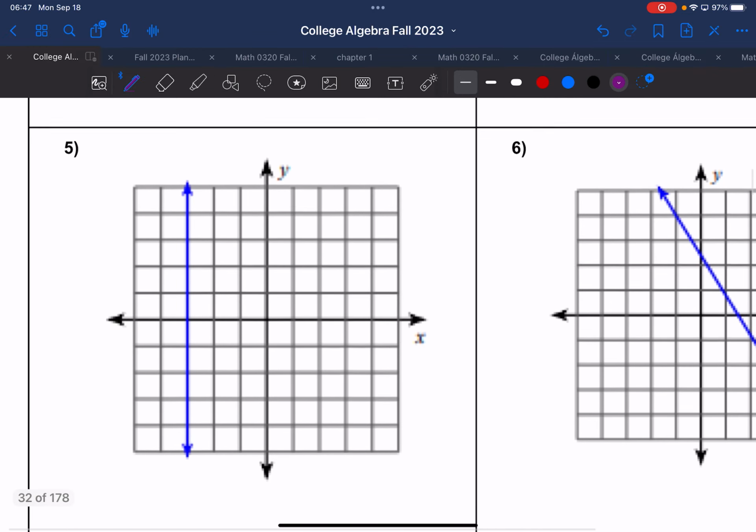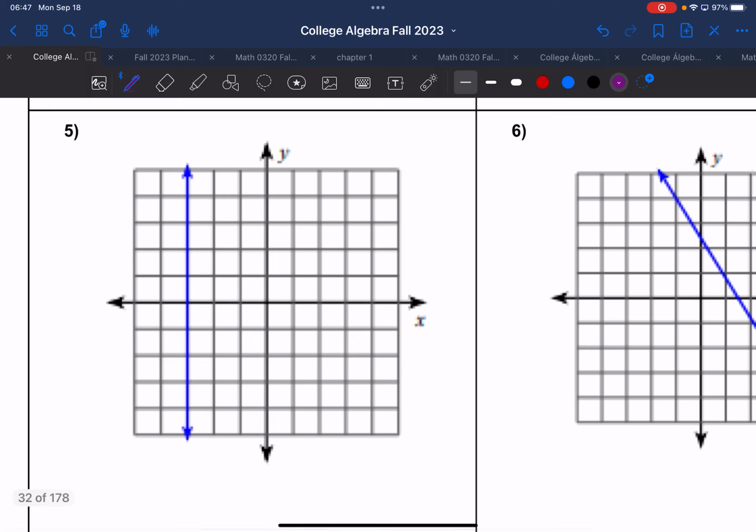Okay, number 5, what do we know about a vertical line? Undefined slope. Good, the slope is undefined. So the slope here is undefined. Okay, which we know because this is a vertical line.